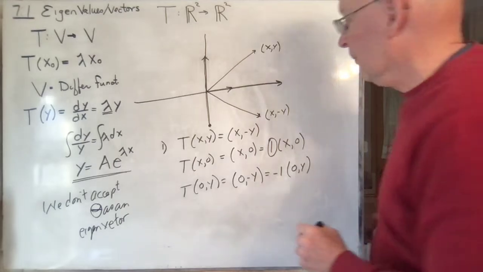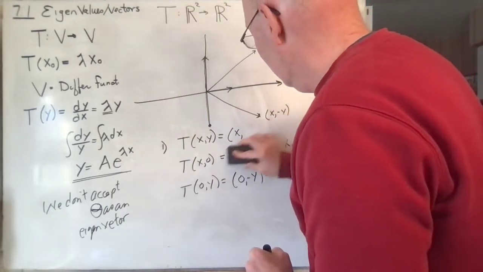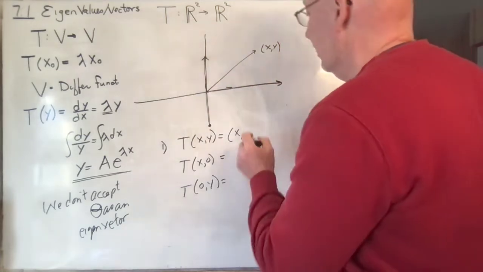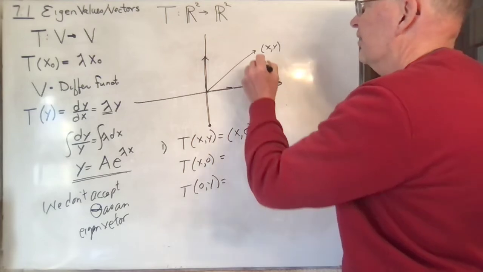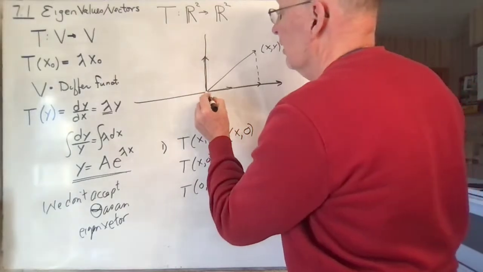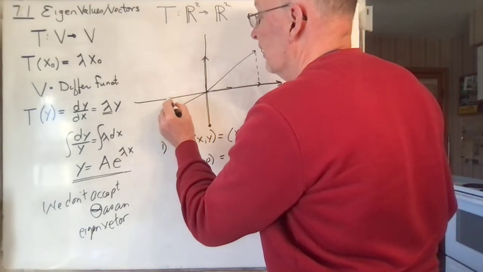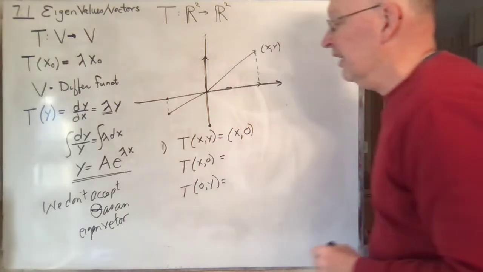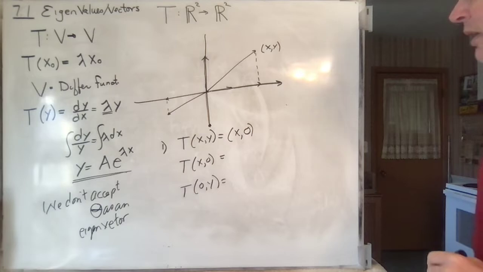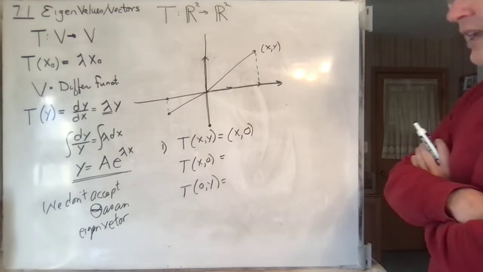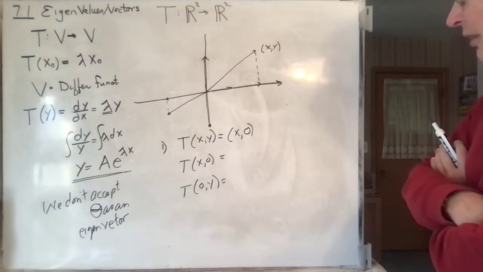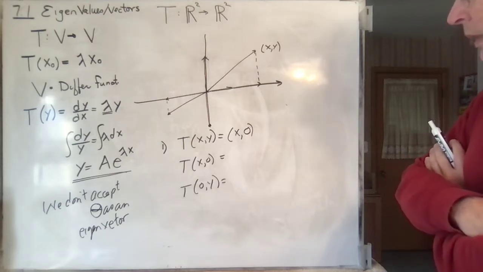Number 2 is one that does this. It sends every vector to its projection on the x-axis. So this one here comes right down there. That's what it does. This one here gets projected right there. So it just projects it up to the x-axis. So it takes this vector and turns it into this one. Okay? Can you find some eigenvectors and eigenvalues for this particular linear transformation?